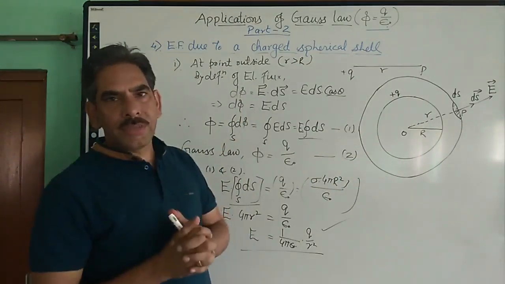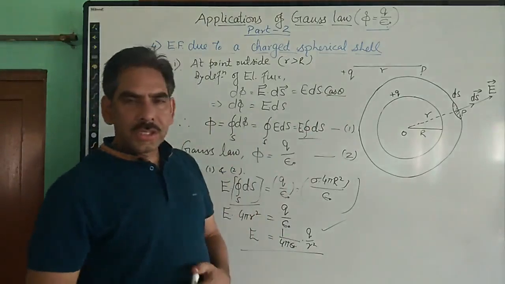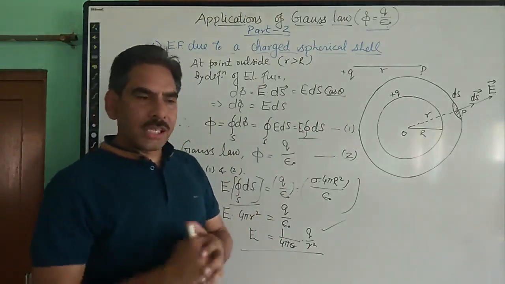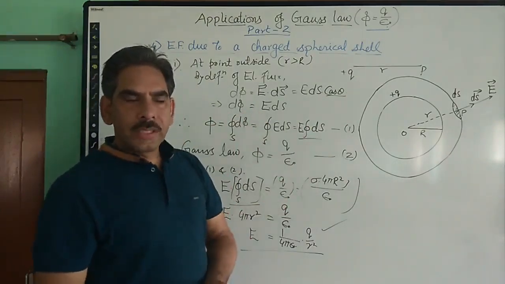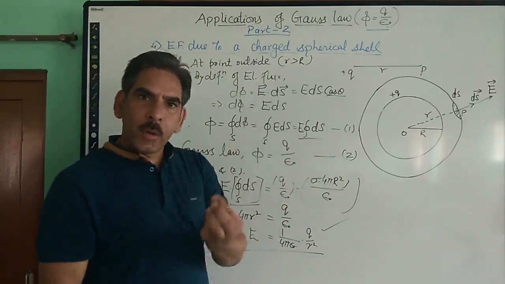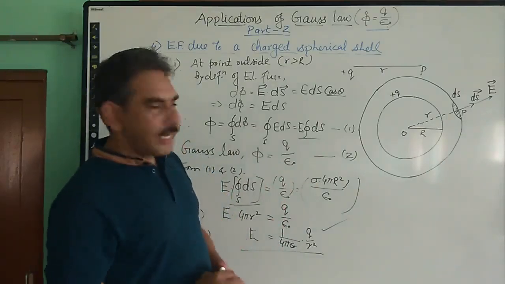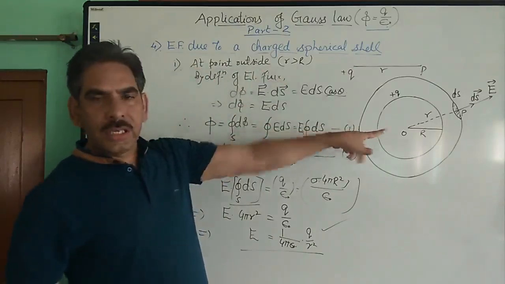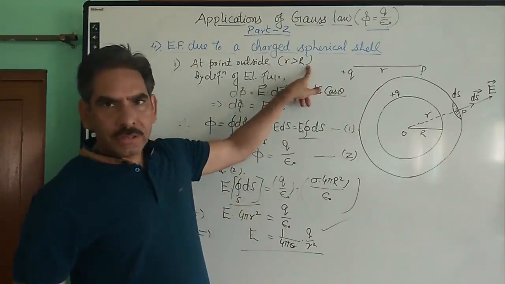So by understanding these two situations, we can conclude that whenever we try to find out the electric field just outside a charged spherical shell, the spherical shell behaves just as a point charge. So that is the expression for electric field at a point outside the charged spherical shell, for which the distance is more than the radius of the spherical shell.